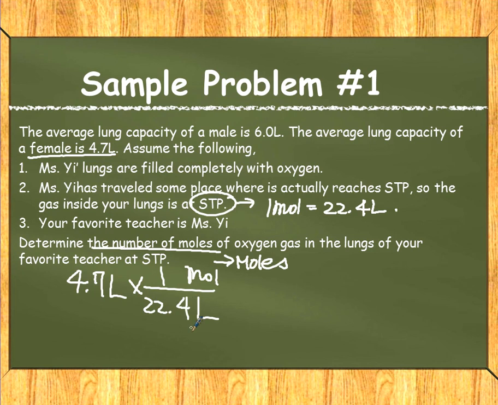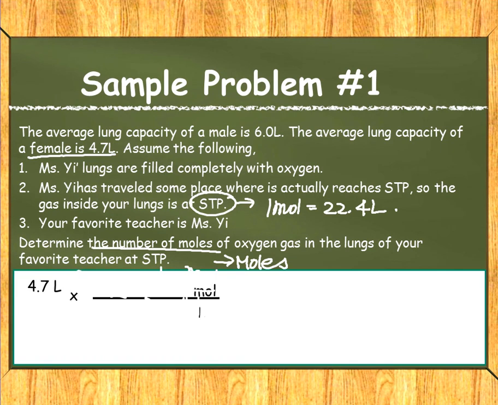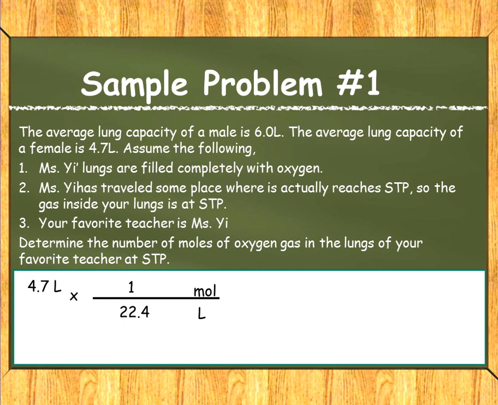So you're going to do the math. Are you going to divide or multiply, Taylor? You're going to divide 4.7 by 22.4. Yes, because of the division bar. You get 0.2098214. Let's clean this up a little bit, and I get 0.2098 moles. Does this make sense?